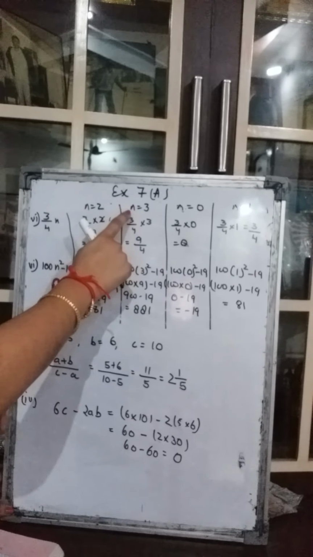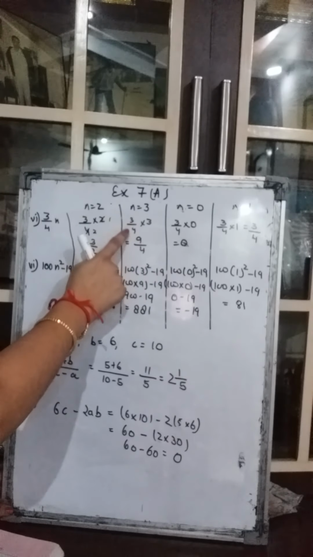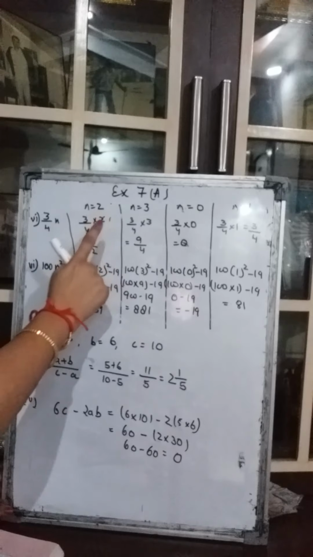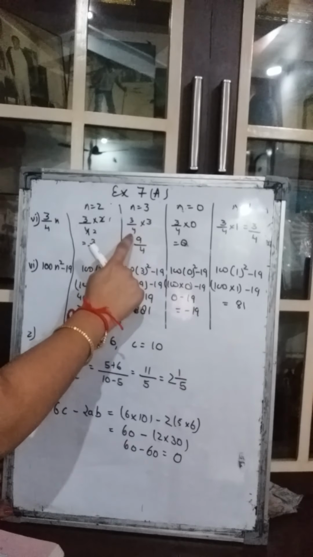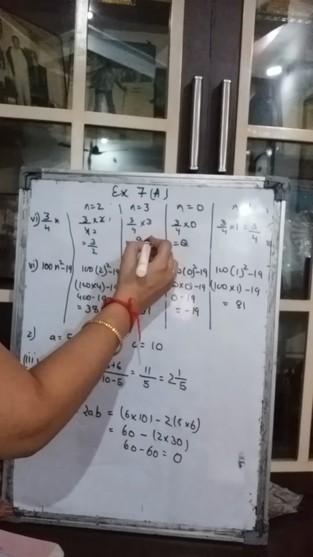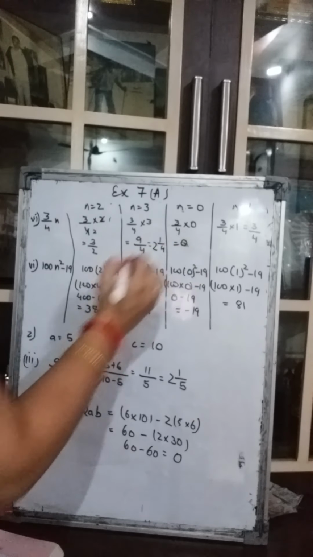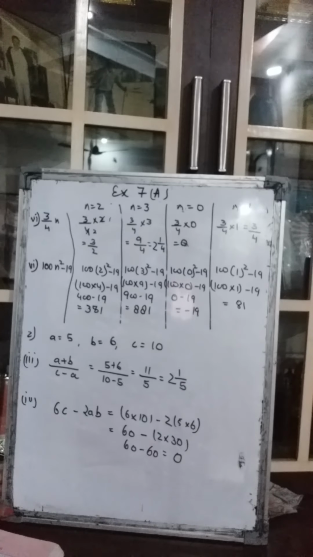Now the second value is n is equal to 3. So 3 upon 4 into 3. Now these numerators cannot be cut with each other, so you have to simply multiply. 3 threes are 9 upon 4. So this can be written as 2 whole and 1 upon 4. This also can be written like this.